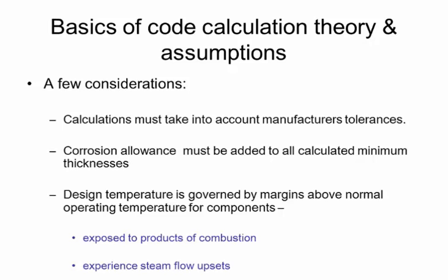There are a few considerations that you need to take into account for the code calculation theory and assumptions. Firstly, calculations must take into account manufacturer's tolerances. Corrosion allowances must be added to all calculated minimum thicknesses. And design temperature is governed by margins above normal operating temperature for components. Okay, and these are exposed to products of combustion and also experience steam flow upset. So you need to take the pressure definitely into account.